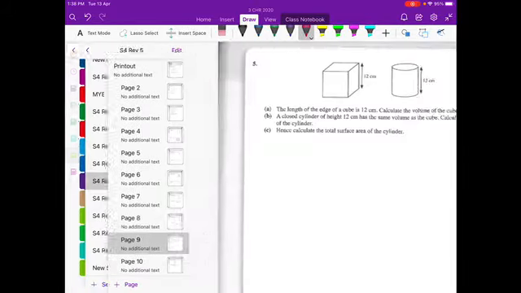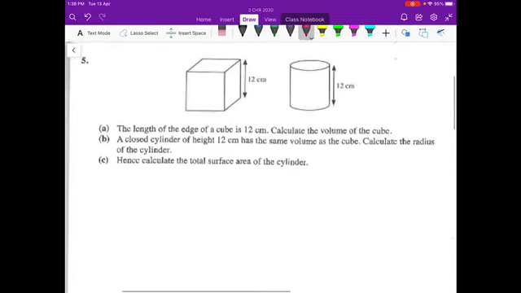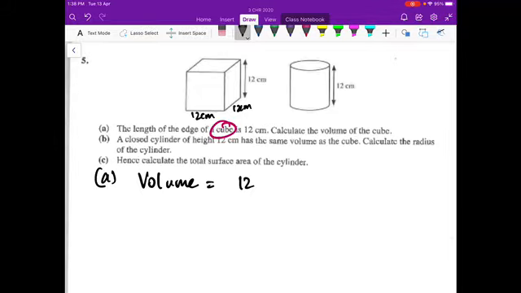Next one. The length of an edge of a cube is 12. Because it is a cube, we have 12 here and 12 cm also. Volume: 12 times 12 times 12.